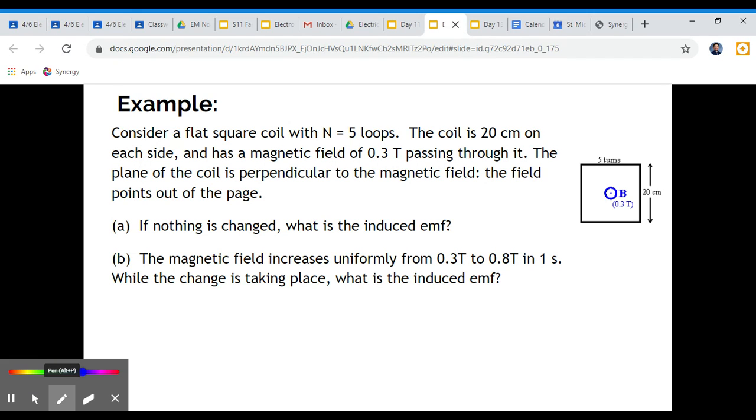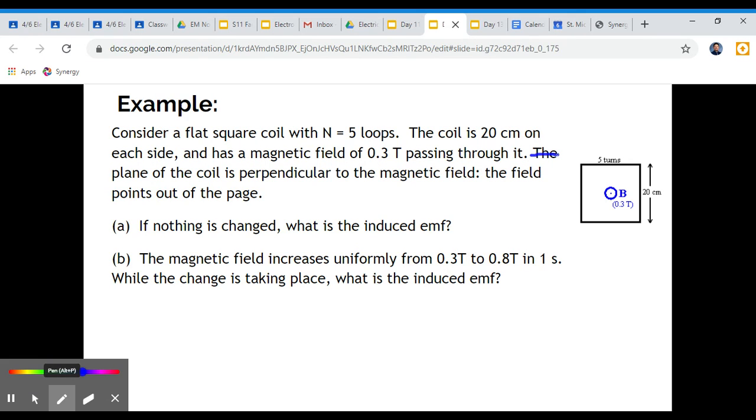So consider a flat coil with 5 loops. The coil is 20 centimeters on each side and has a magnetic field of 0.3 teslas passing through it. The plane of the coil is perpendicular to the magnetic field. The field points out of the page.